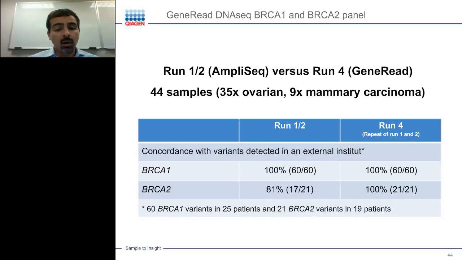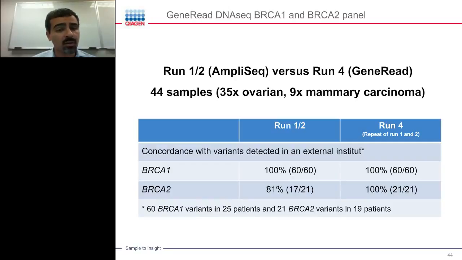So looking at how the different mutations could be called by the AmpliSeq panel as well as the GeneRead panel, what the customer has done here is they've run 3 runs, run 1 and 2 using the AmpliSeq workflow, and then run 4 using the GeneRead workflow. So run 4 was basically a repeat of run 1 and 2. The difference is just the workflow that was used.